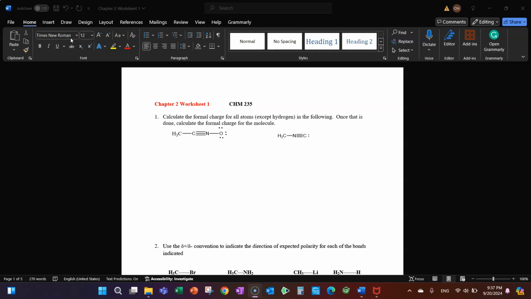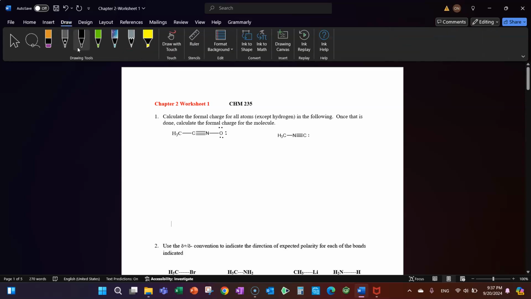In this video, I'm going to work out the answers to the first worksheet that was given for chapter 2. The first question is asking to calculate the formal charge of all the atoms except hydrogen in these given molecules. So we will use the formula: formal charge equals valence electrons minus 1/2 the number of bonding electrons minus lone pair of electrons.